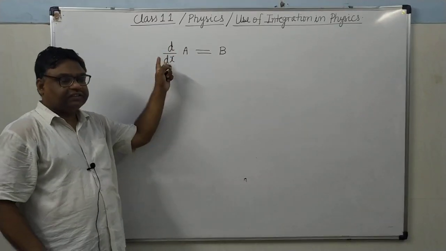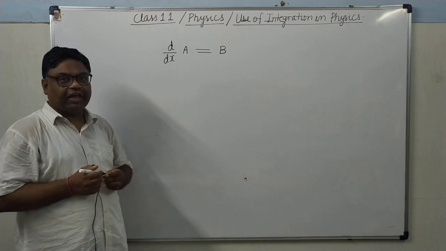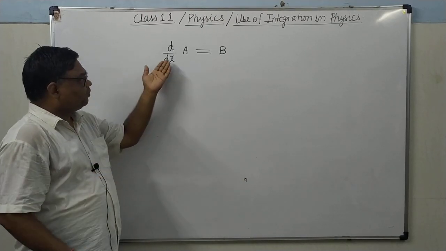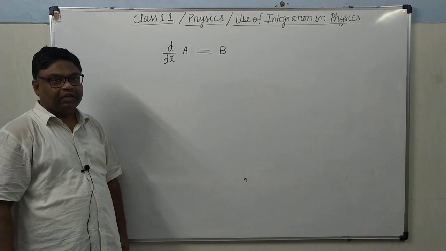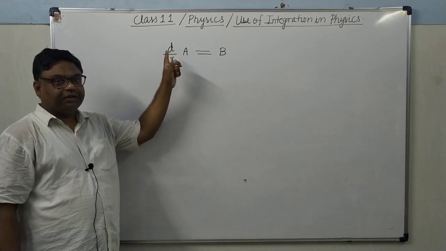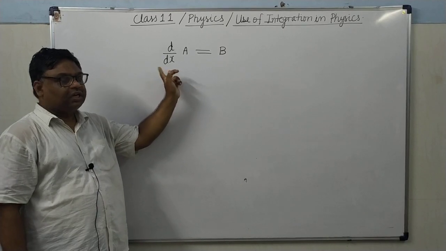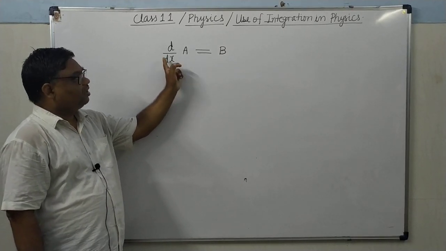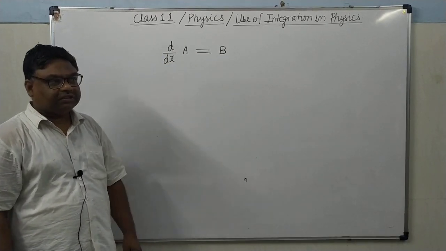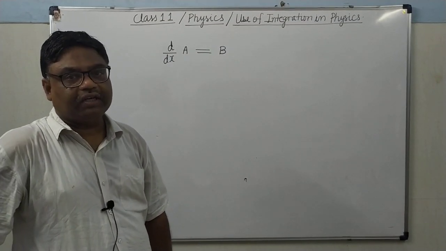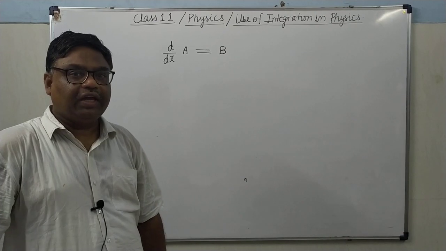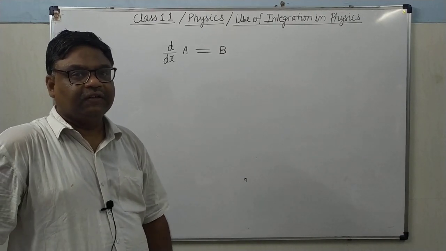When A is differentiated, A is some function of x. When it is differentiated with respect to x, we get another function B. It's clear? Here A is being differentiated with respect to x. On differentiating, we get B. Means that the differential coefficient of A with respect to x is B, where A is a function of x.